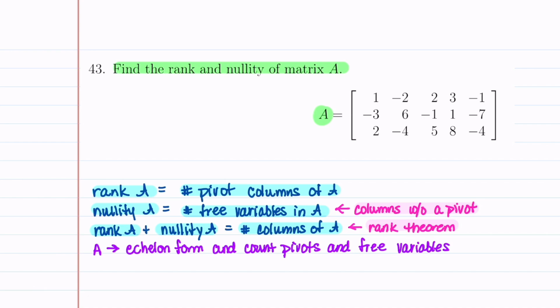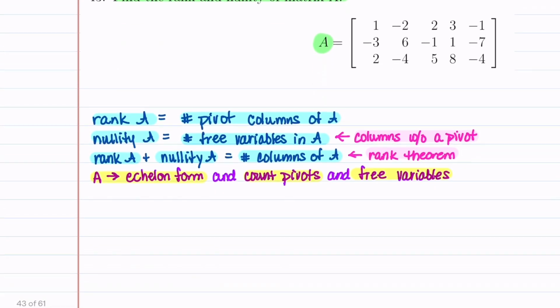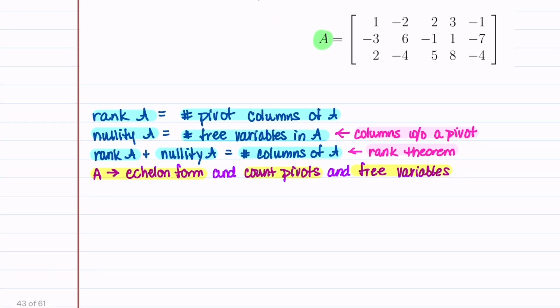When we get a problem like this, what we do in practice is take our matrix A and put it in echelon form, and then count the pivots and then count the free variables. And that will tell us what the rank and nullity of the matrix is. So let's go ahead and start by writing down our matrix A.